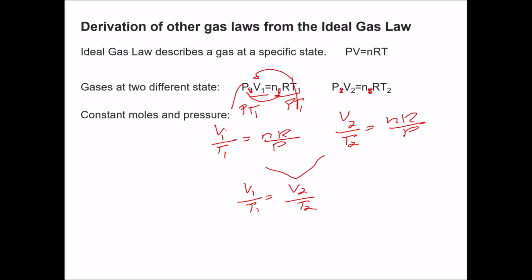So there we go. There's another gas law that we were able to derive from the ideal gas law. This is Charles's law. And with Charles's law, V1 over T1 equals V2 over T2, which is directly proportional, granted that the moles, the R, and the pressure are constant when you're talking about this law.